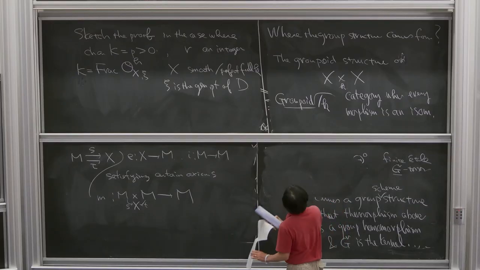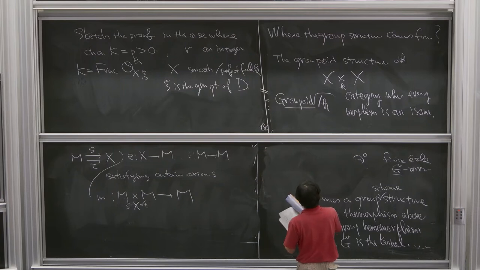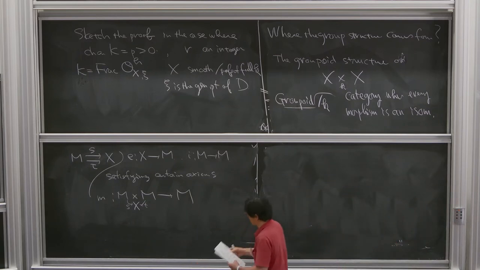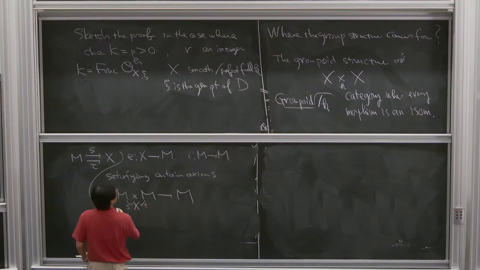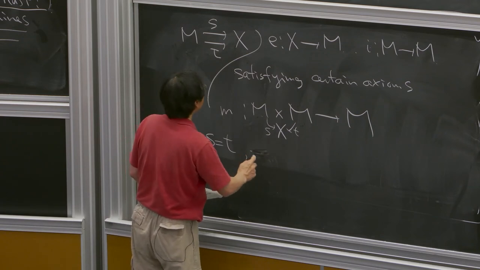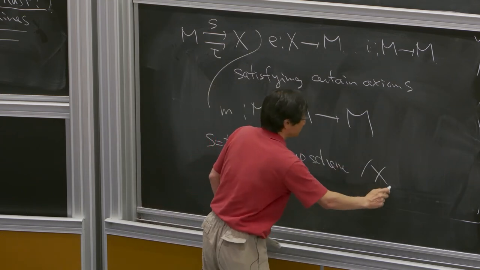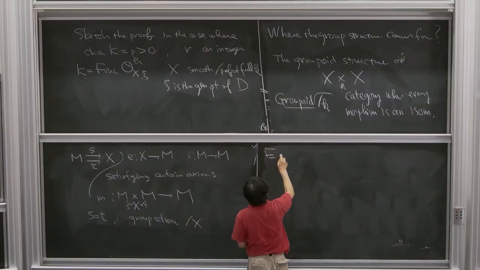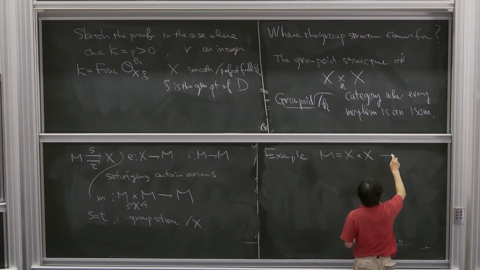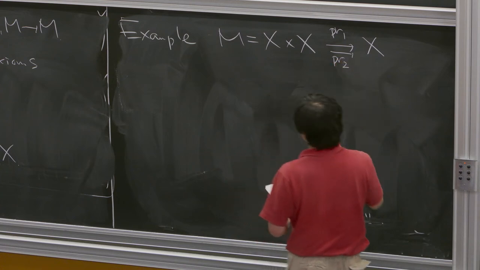So let me give you one example. I said that X cross X carries a natural groupoid structure. Before giving the example, in the special case where S equals T, we recover a group scheme over X. Okay, so example. Here M is X cross X, and we need to have two maps. The source is the first projection, and the target is the second projection.